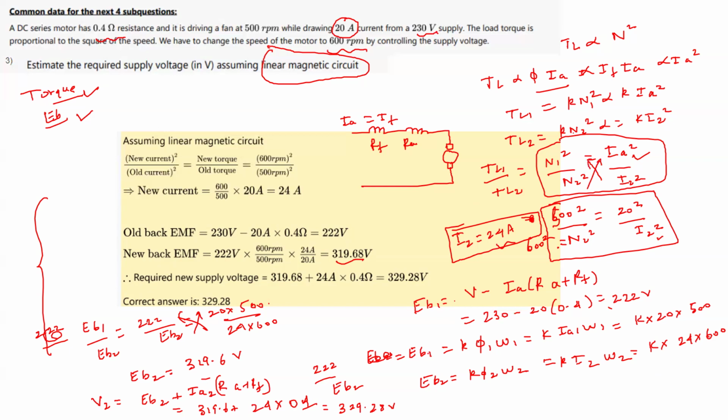Now by using the back EMF ratio, you can get the value of the new back EMF in the second case. Now once we know the new back EMF, and we already know the current, using that back EMF plus this current resistance drop, we can calculate the supply voltage which is required. Okay, so this is an easy question only.